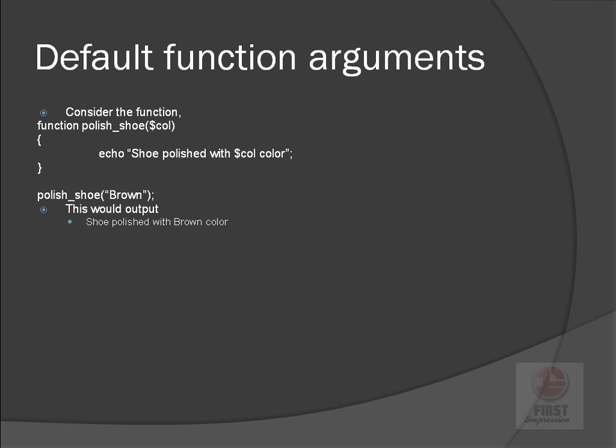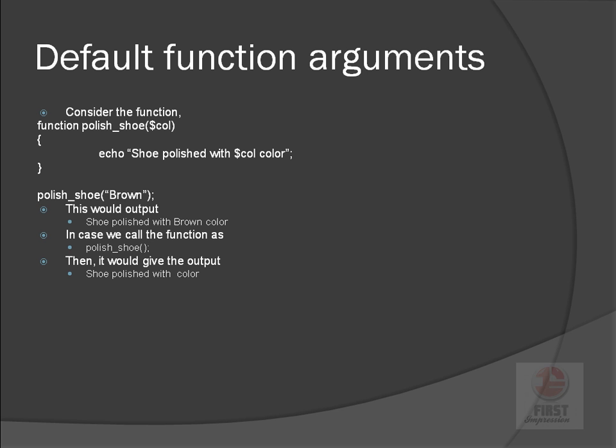But assume that I call the function by saying polish shoe with no arguments passed, then by default PHP will give a blank value to $color, and at the output you will have shoe polished with spacebar color. That means you don't have any color over there because PHP has given it a blank value.